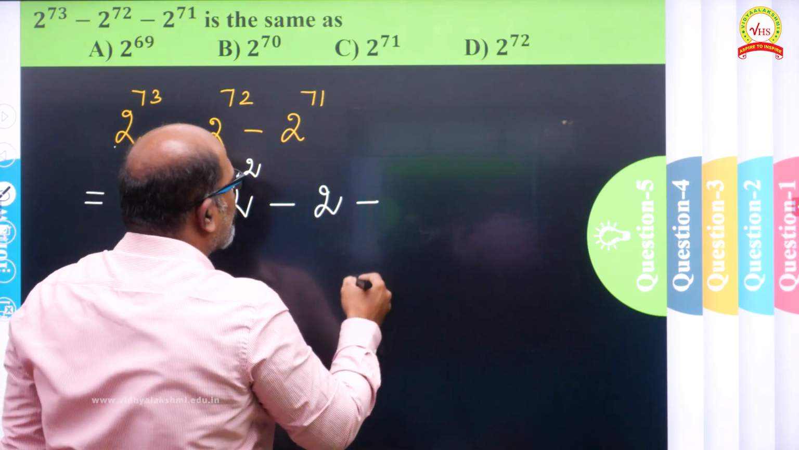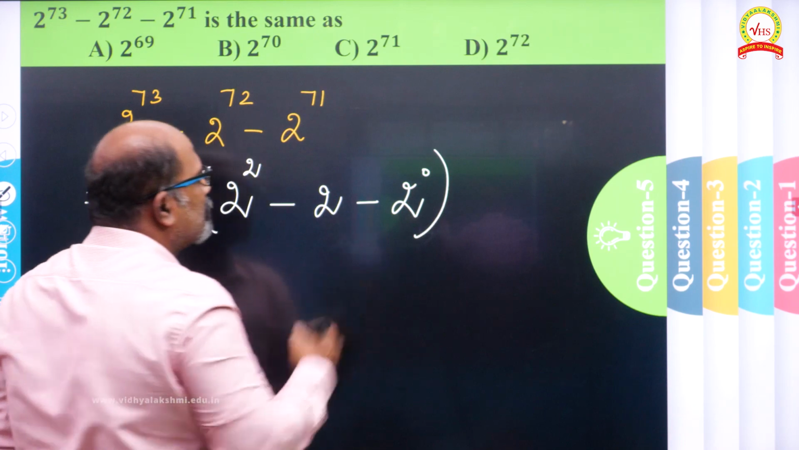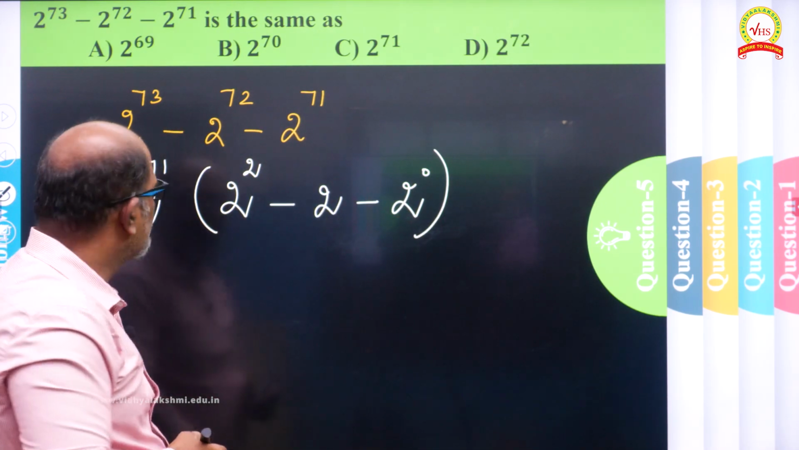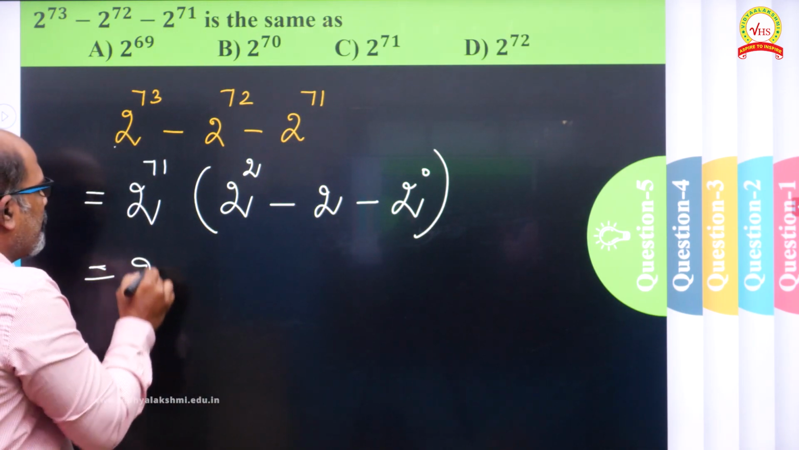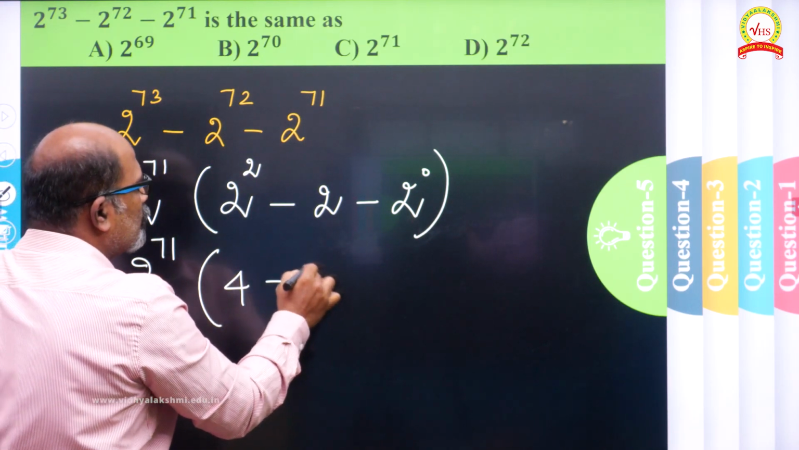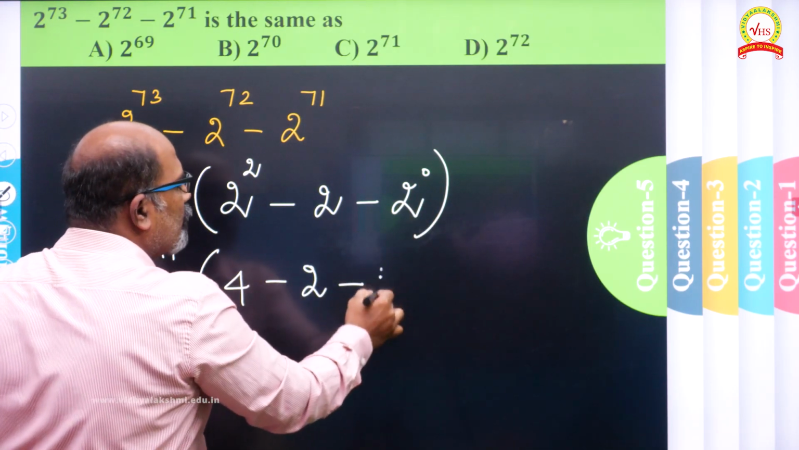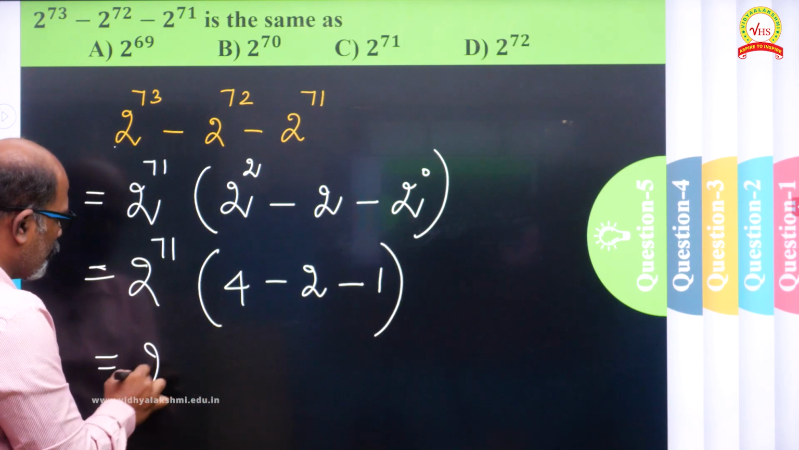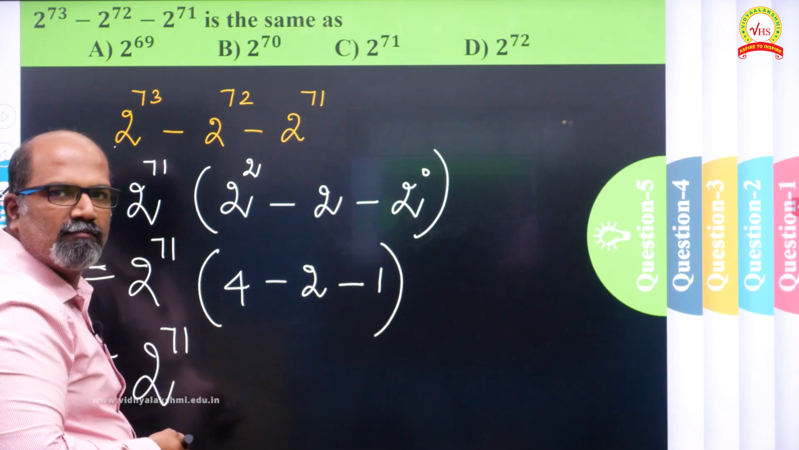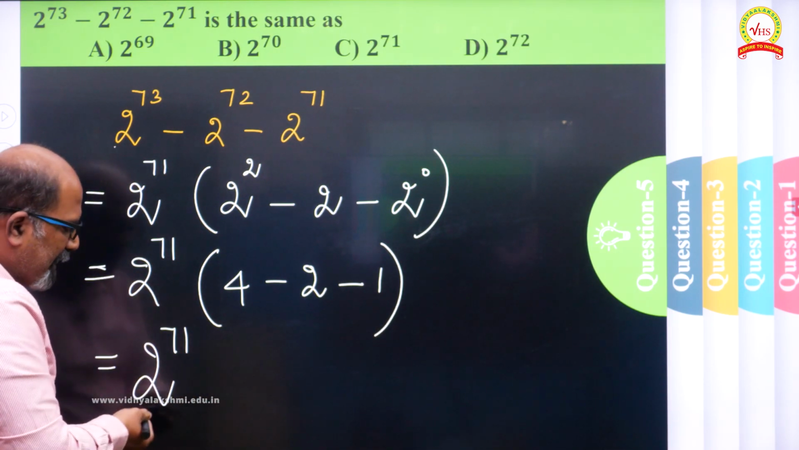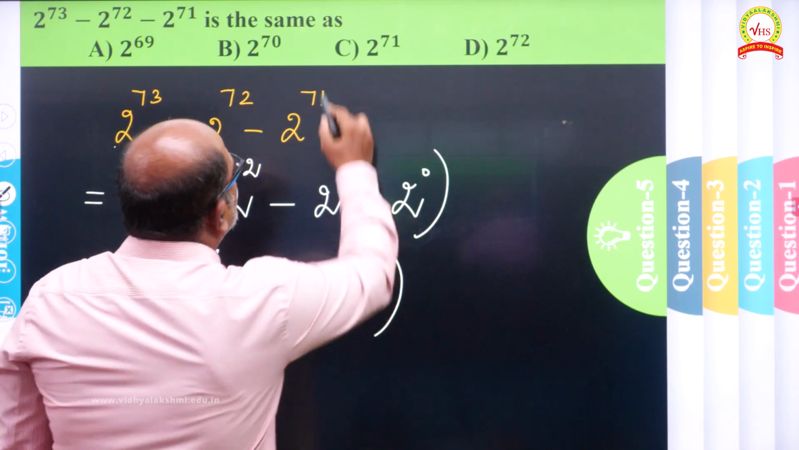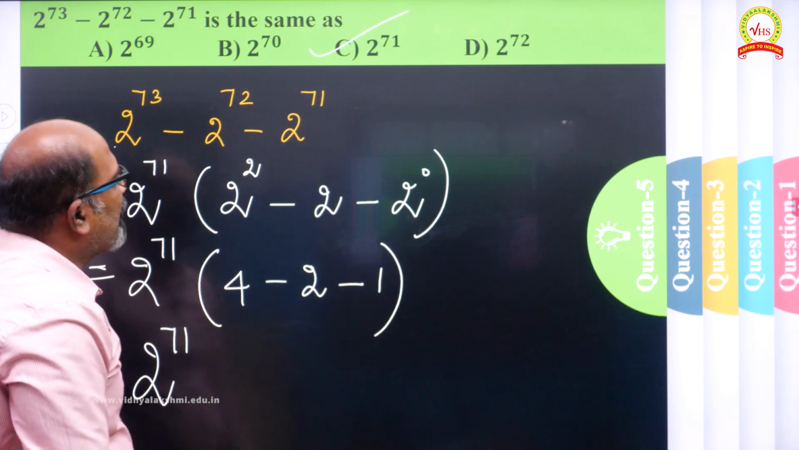So, what will you be having? 2 power 0, that is no any times of 2. Okay. So this is equal to 2 to the power of 71, I just keep it, and 2 square is 4, minus 2, minus 2 power 0, you know, that is 1. Which is equal to 2 to the power of 71 times 4 minus 2, 2 minus 1, 1. 1 multiplied with this 2 power 71. So 2 power 71 is the answer for this question, and it is actually matching with option C.